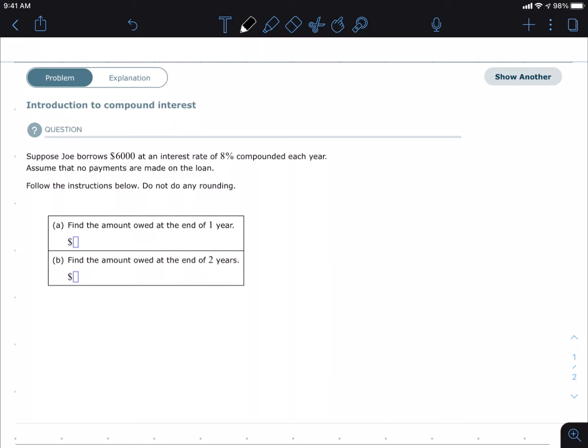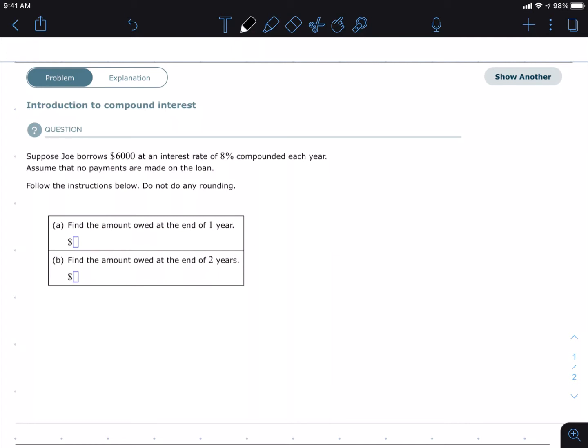So let's look at this problem. It says, suppose that Joe borrows $6,000. So now he's in the hole $6,000 at an interest rate of 8% compounded each year. Assume that no payments are made on the loan, and that's important because if you pay down the loan, the interest rate won't be the same every time. So they're saying he's just borrowing money and not paying it back.